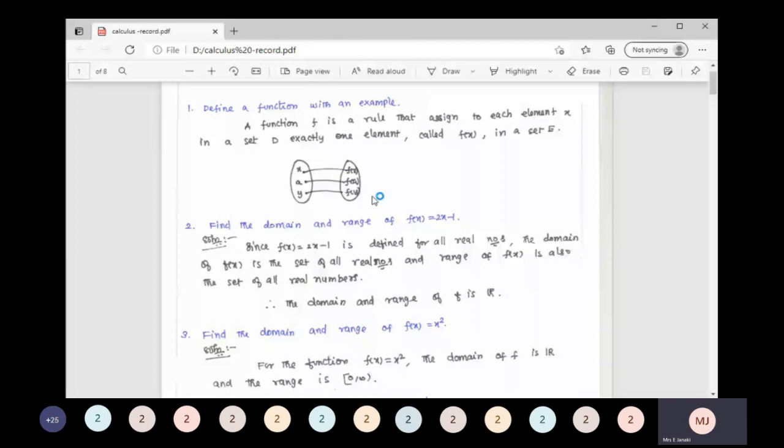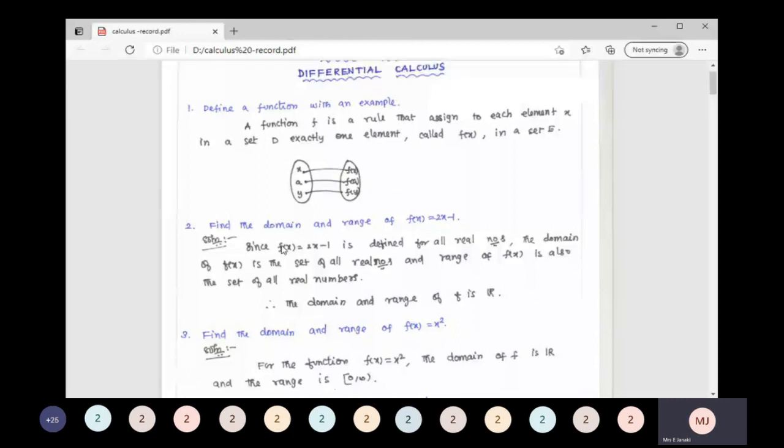Now we can calculate the domain and the range of any function. See, now this function is f of x equal to 2x minus 1. So now we have to find the domain and the range. In this function we can substitute any value for x. We can substitute 0 or plus or minus any number. We can define the function. Therefore the domain of this function is the set of all the real numbers.